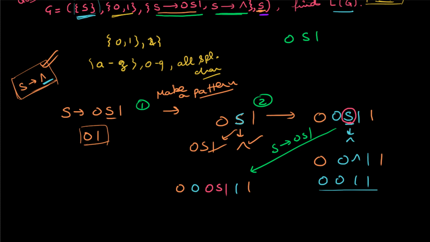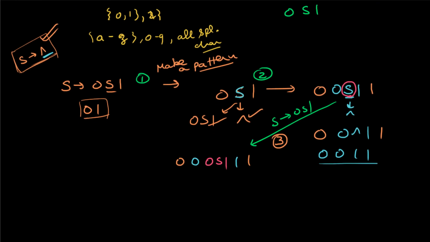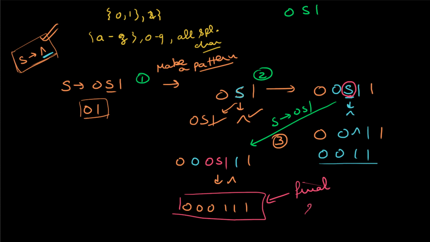Now after 3 iterations, so you got the third iteration here. Now actually replace this with null. So you get 0, 0, 0, 1, 1, 1. This is your final string. Let's just write this as the final string. This looks easy and this looks nice.